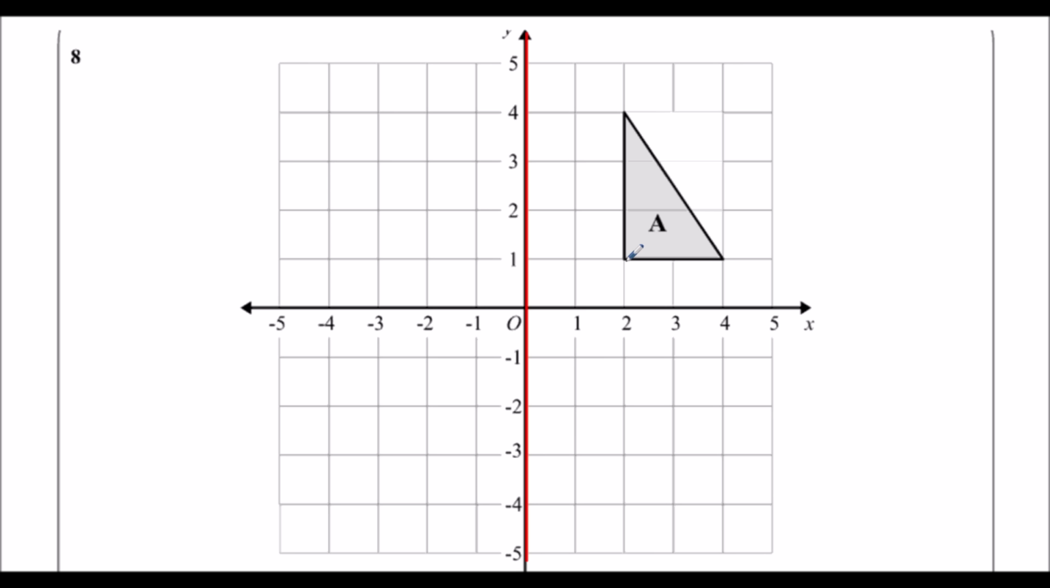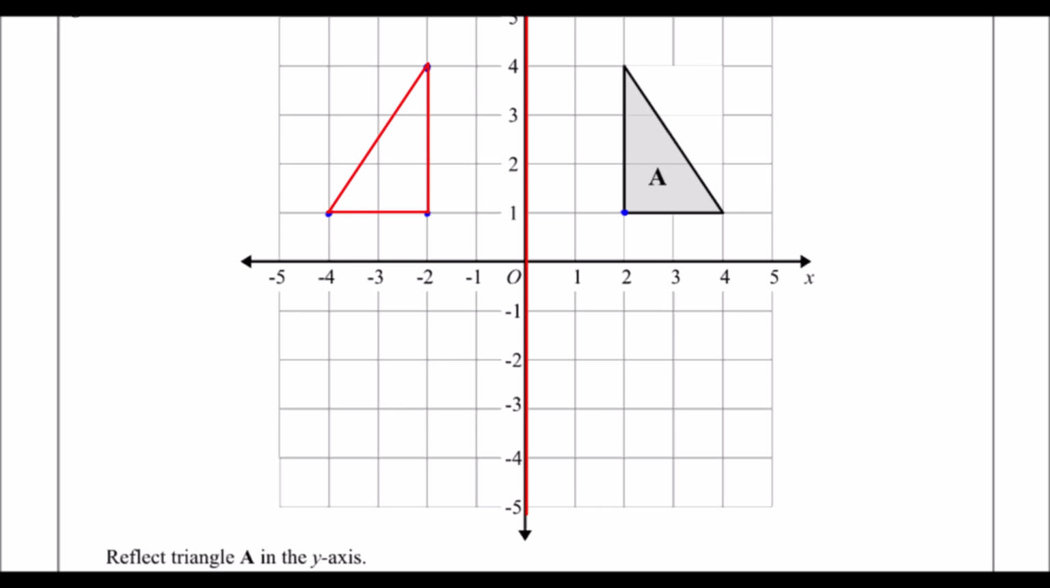So it's 2 away to this point. 1, 2. So it would be 2 back from the mirror line on the other side. 1, 2. And 2 away on the other side. And 1, 2, 3, 4. 1, 2, 3, 4. So these are our corners of our new triangle. So we join them up. And that is our new triangle. It looks like a reflection. It's the same on both sides of the mirror line.